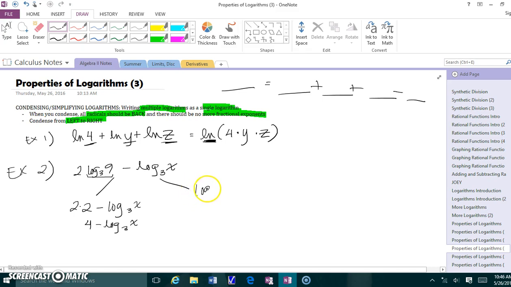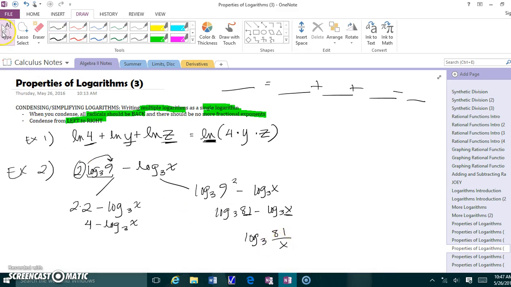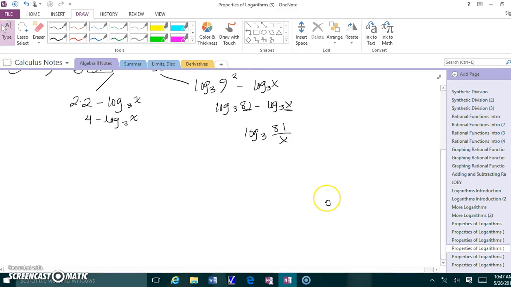Where the condensing could come into play is if I brought the 2 up top. So I did the reverse of property 3 that we were doing before. And then I have log base 3 of 81 minus log base 3 of x. And then if I have 2 things that are subtracted, I can write them with a single logarithm since the base is the same and they're divided. So those 2 are a little bit easier.